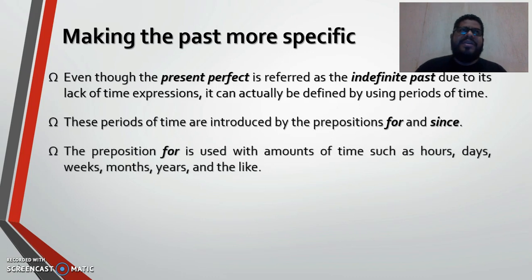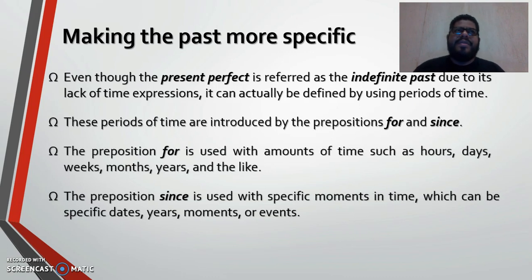As I told you before, the present perfect refers to past actions that are not defined by time expressions. But in the case of for and since, we can give a little bit more sense to the present perfect tenses, talking about periods of time. But look at the notes. Even though the present perfect is referred to as the indefinite past due to its lack of time expressions, it can actually be defined by using periods of time. These periods of time are introduced by the prepositions for and since.